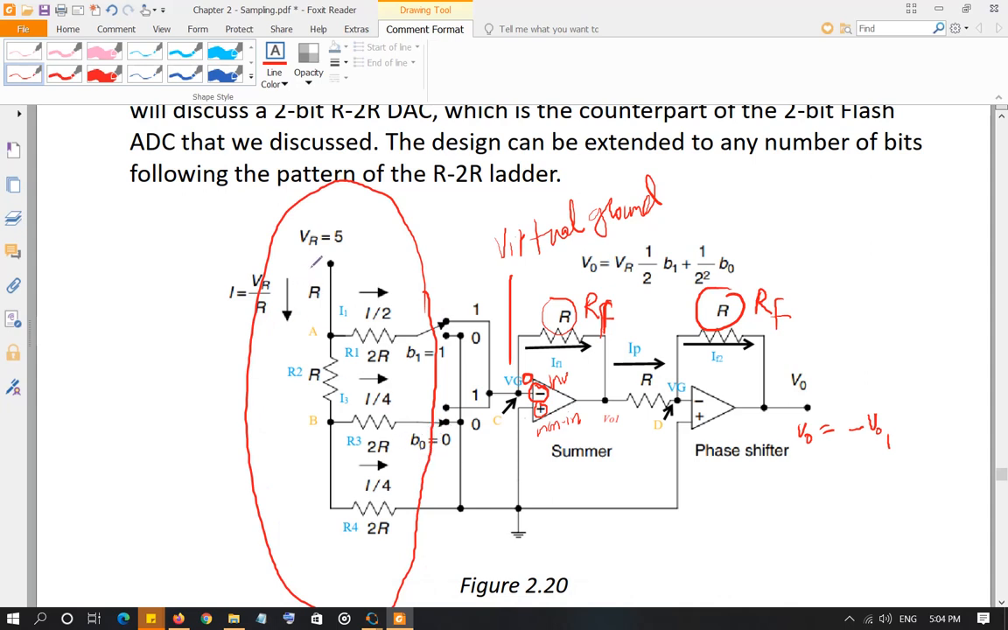So the total current that is coming out of your source, this is the reference voltage, right? Total current coming out of the reference voltage is VR, reference voltage, over R. So first we need to understand why it is VR over R. So observe that R4 and R3 are connected in parallel.